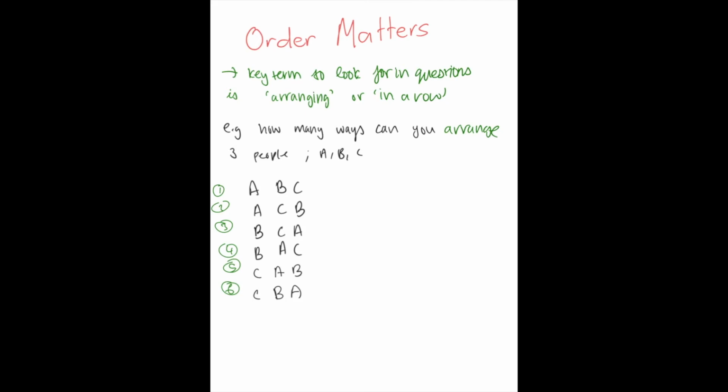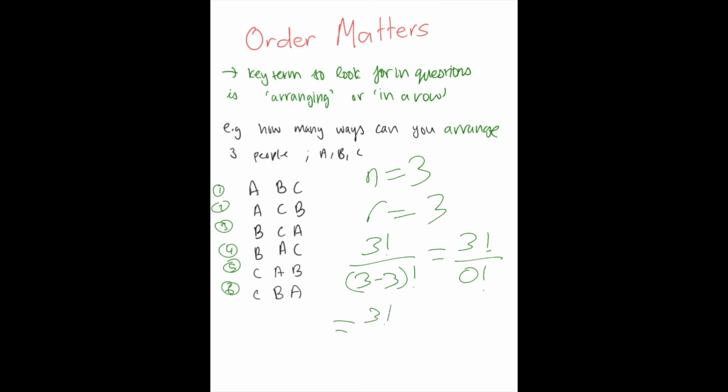However, using our formula, we see that n equals 3 as there are 3 people, person A, person B, and person C. And r also equals 3 as we are choosing 3 people to arrange. Now, going back to our formula, this means that 3 factorial over 3 minus 3 factorial is our answer. This equals 3 factorial over 0 factorial, which equals 3 factorial over 1. 3 factorial is simply 3 times 2 times 1, which is 6 different ways to arrange these people. And as we see on the left, this is the answer that we would expect.